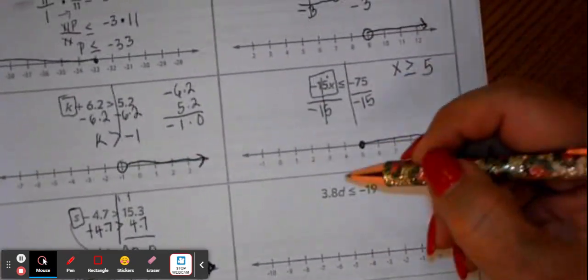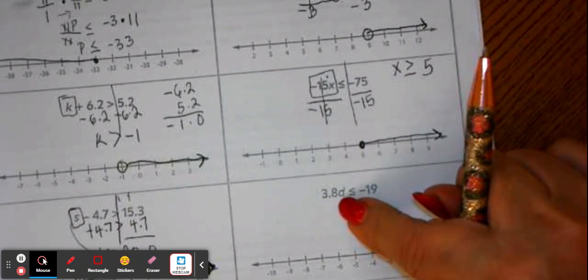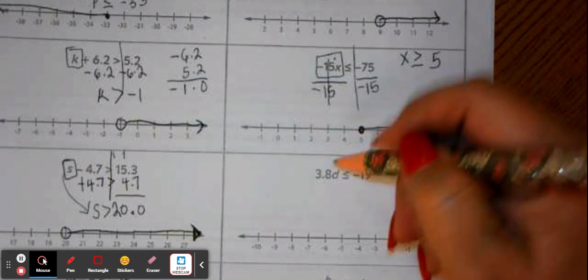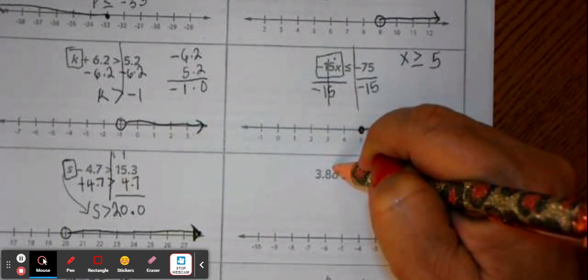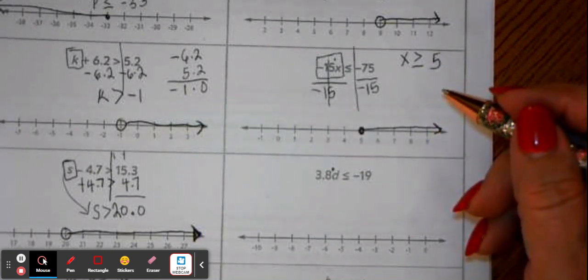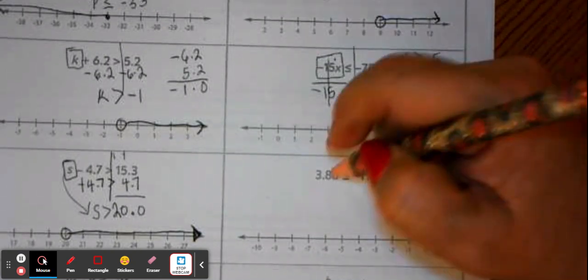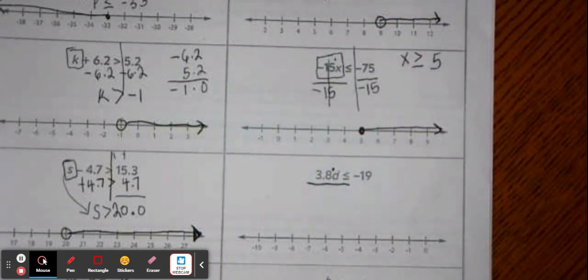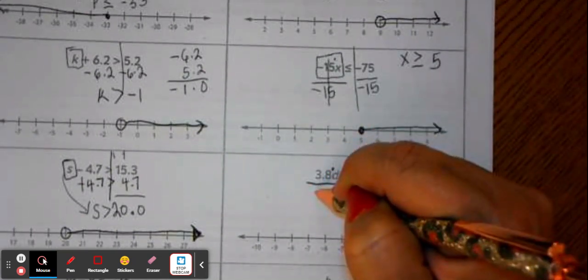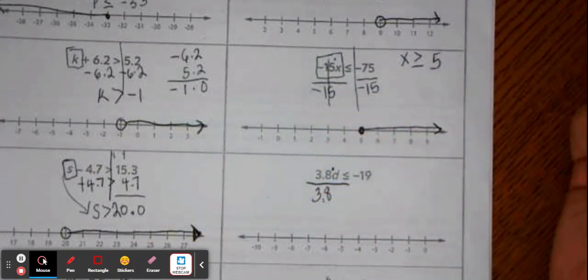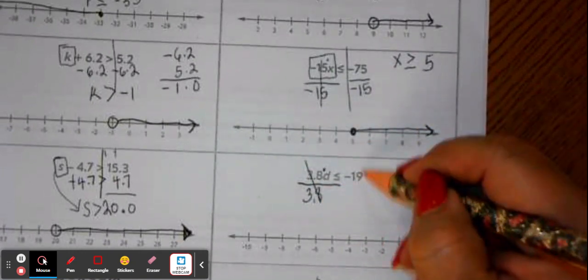The next one is 3 and 8/10 D is less than or equal to negative 19. Okay, so now again, this means that I'm going to multiply. And what is the opposite of multiplication, or the inverse? Remember that vocabulary word. It is division. I'm going to just create a division line, a fraction bar. They're the same. And so I'm going to divide. I'm going to divide it by itself because 3 and 8/10 goes into 3 8/10 one time. So they cancel each other out.